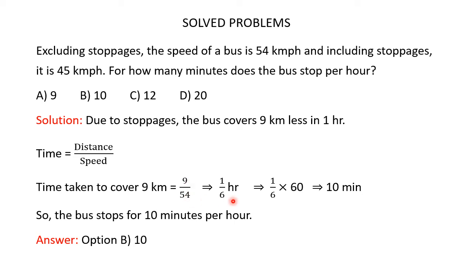We know that 1 hour is 60 minutes. So 1 by 6 of an hour is 1 by 6 multiplied by 60, which is 10 minutes. So time taken to cover 9 kilometers is 10 minutes. So the bus stops for 10 minutes per hour. So the correct answer is option B, 10.